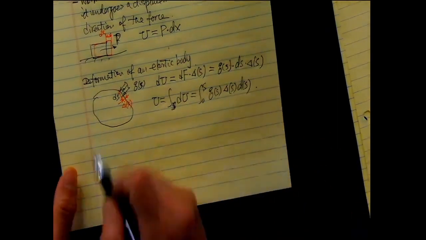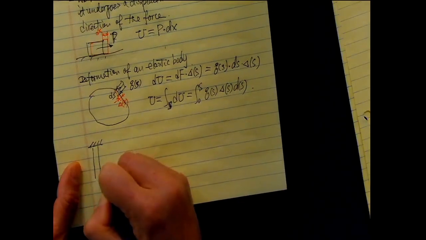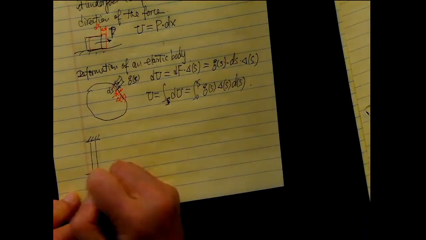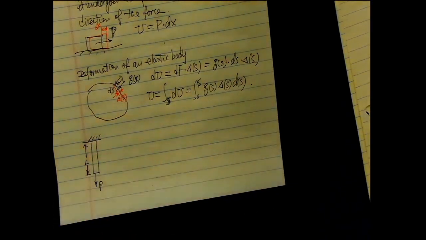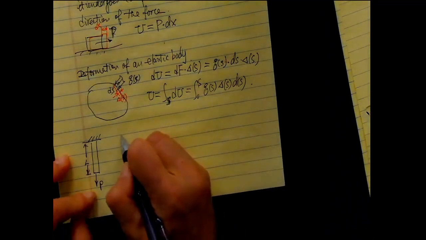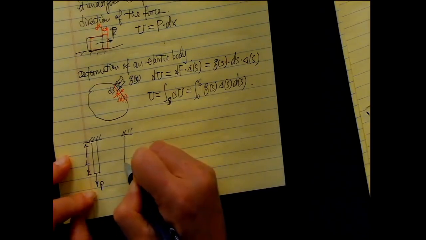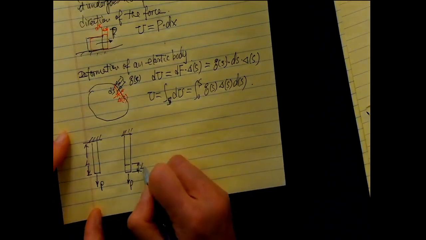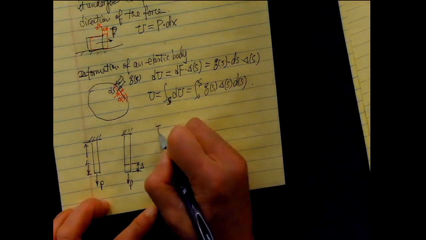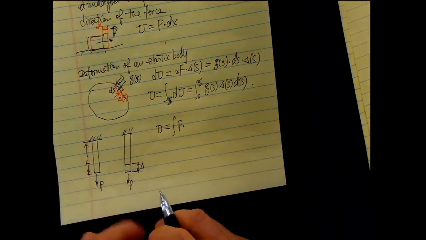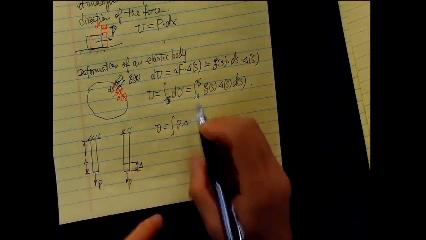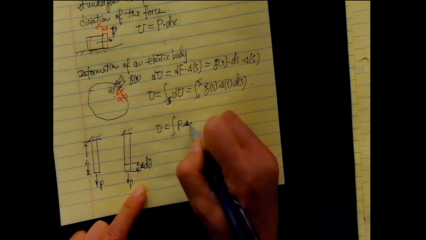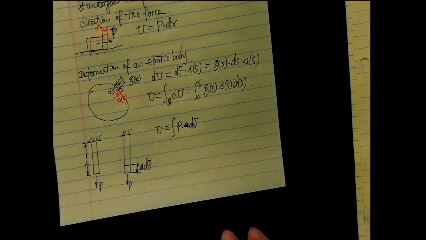So if you have, say, a simple bar, and I have a load P applied to it on a cylinder, the original length of that is L. When I apply the load, this bar is going to extend by a length of delta. So the work will be my load times that delta, and I will call this dU over that body.